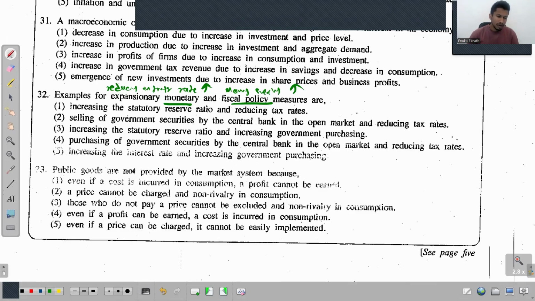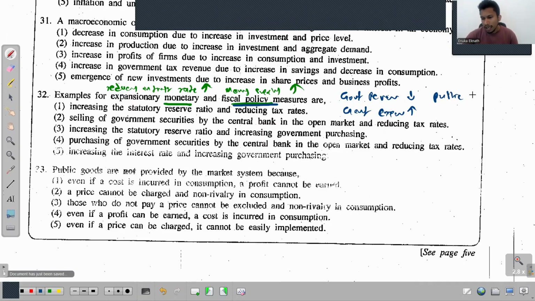Right, now look at this next one. The next one talks about the fiscal policy measures. So this is the policy related to government revenue, government expenditure, and the public debt. If that needs to be expansionary in nature, government revenue should decrease, but government expenditure should increase, and even the public debt should increase.